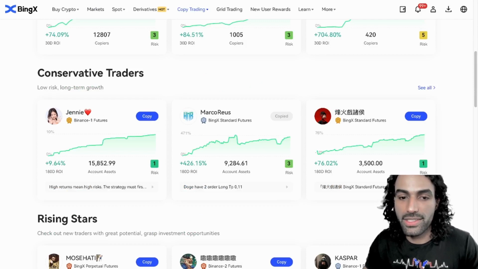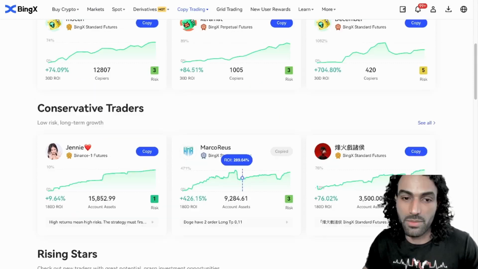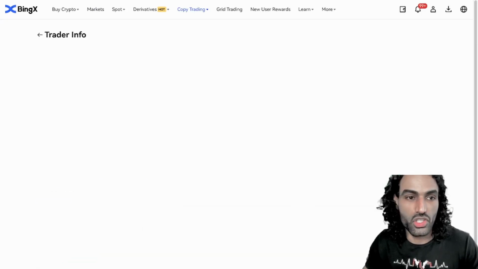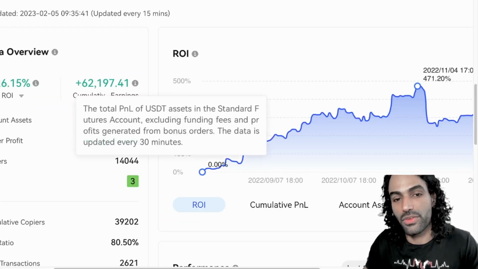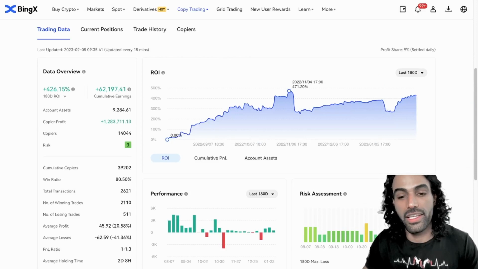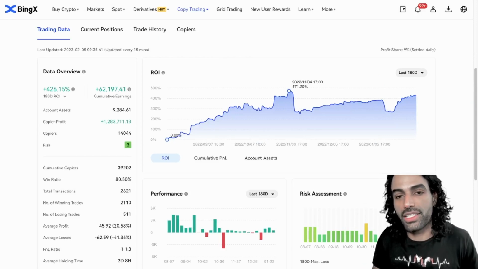First the risk, second the assets they actually manage. Let me just click on this trader and see. So here is 62,000 cumulative earnings. This shows me that he actually has good earnings and a big picture.